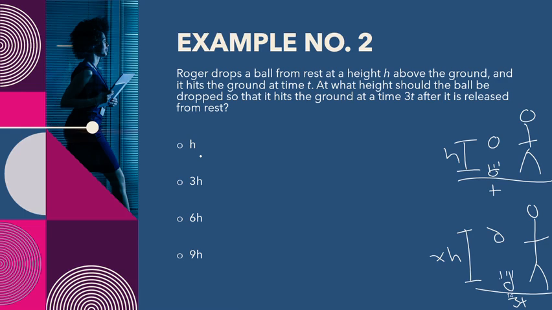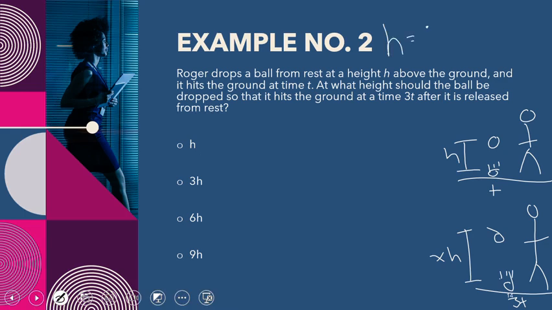So let's start by finding the height the ball should be dropped from the ground to hit at time t. Okay, so we know the acceleration of the ball, negative 10 meters per second squared. We know the time, t, and we know the initial velocity. It's 0 because the ball is dropped. If you throw the ball, then it would have an initial velocity that's not equal to 0. Anyways, the equation that has all these things and can give us what we want is equation number 3.